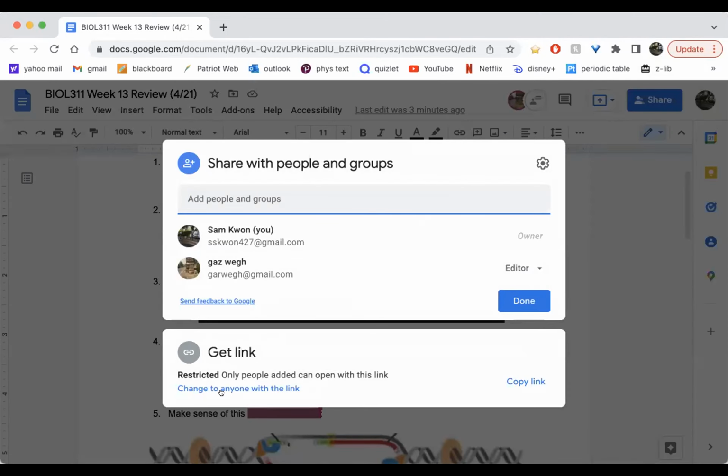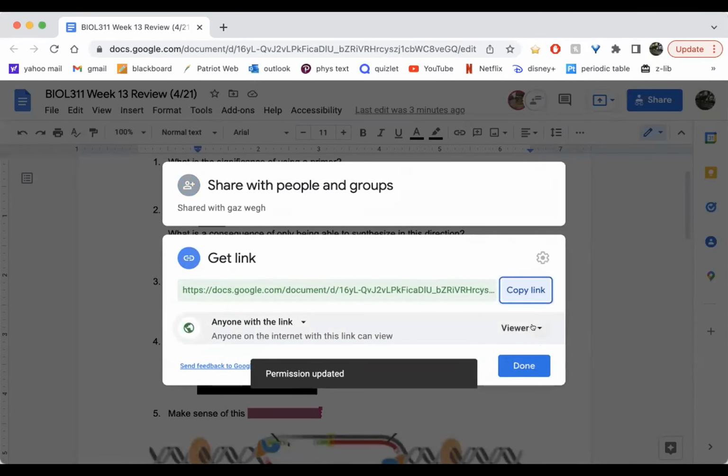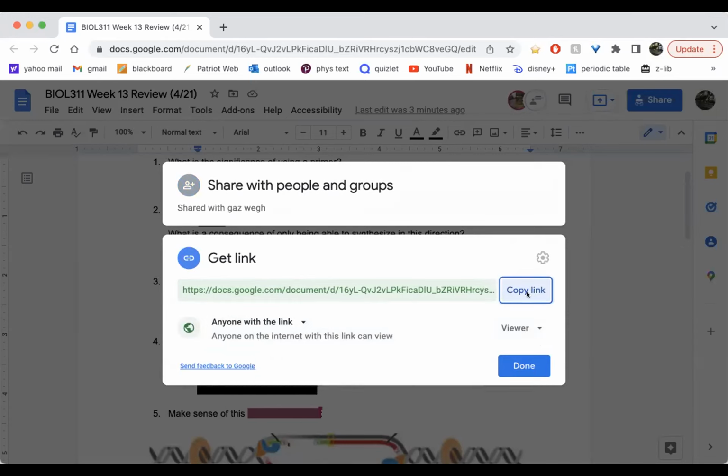Oh, it says access to, oh, let me change that. Okay. It should be working now, hopefully.